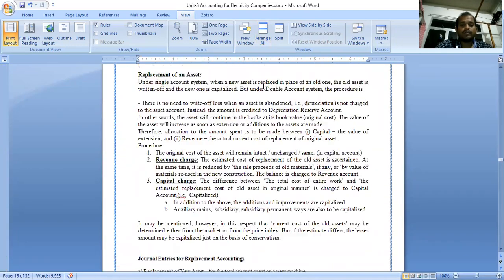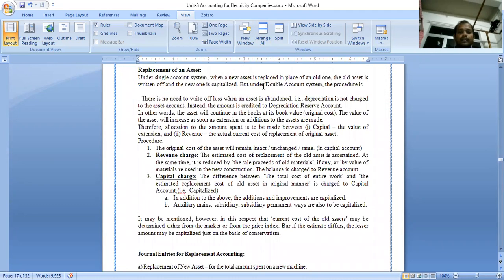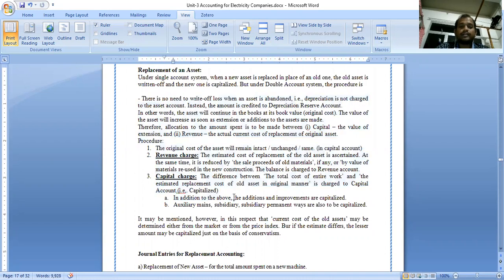So coming to the replacement of an asset, now we can understand the terminology which is used in this particular topic. Under the single account system, when a new asset is replaced in place of an old one, the old asset is written off, and the new one is capitalized.